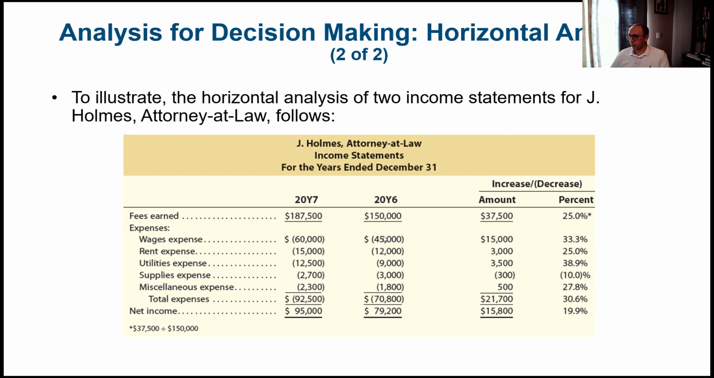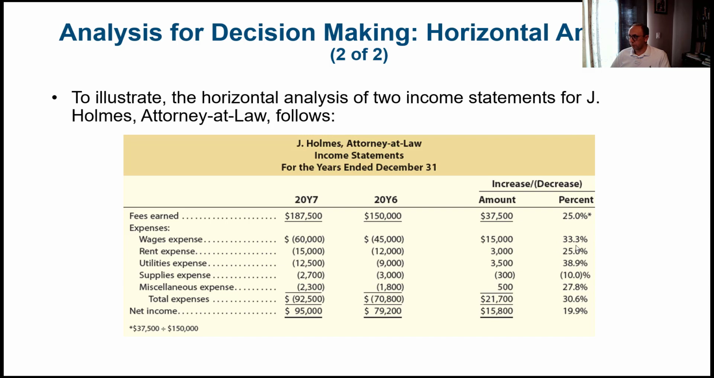We're comparing 45 to 60. That's for wages. So you can see that wages went up by 15,000. How much is that? 15 out of the 45, that's 33%. So even though our revenues increased by 25%, our wages went up by 33%. So something to pay attention to.